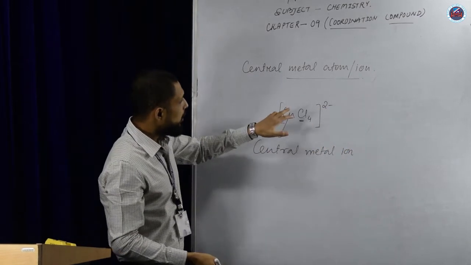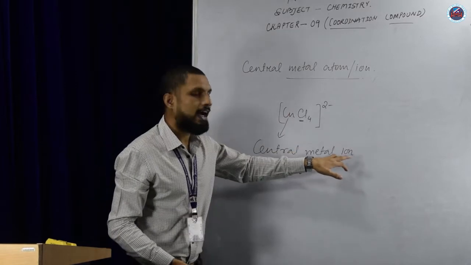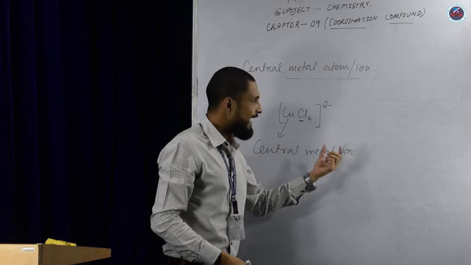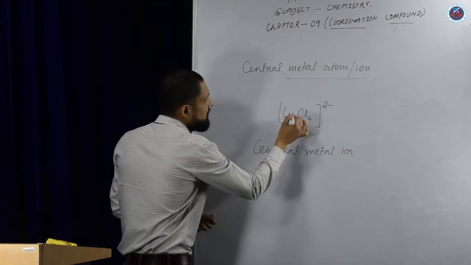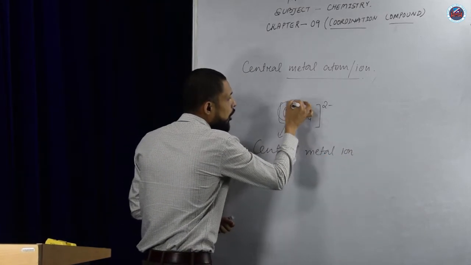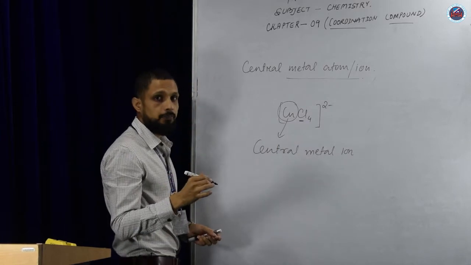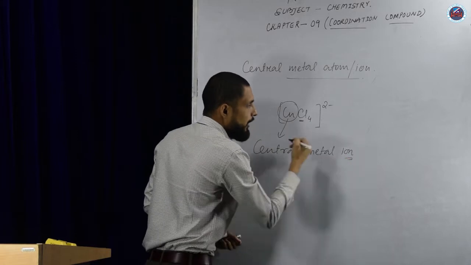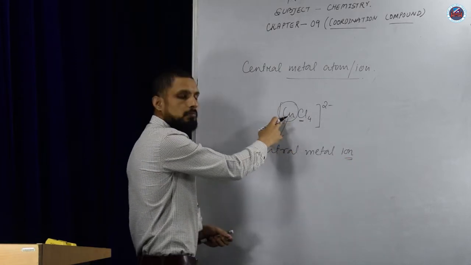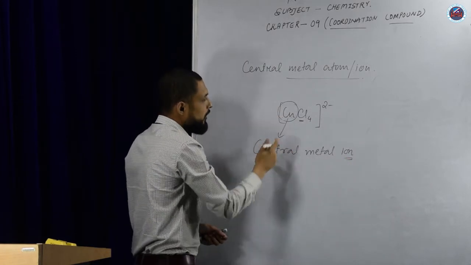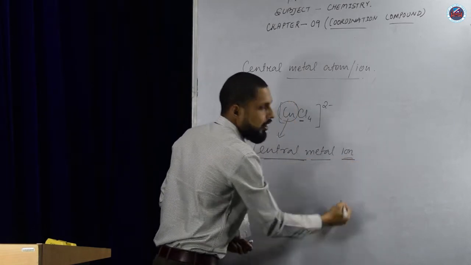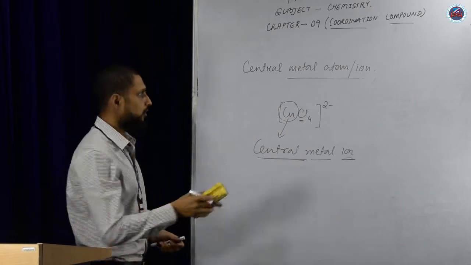Now for this central metal atom or ion, we can use atom or ion. Atom when the oxidation number used by copper is 0, whereas if it is positive, we use ion. So here the oxidation number of copper will be 2 positive. That's why we use central metal ion. Next, let us see ligand.